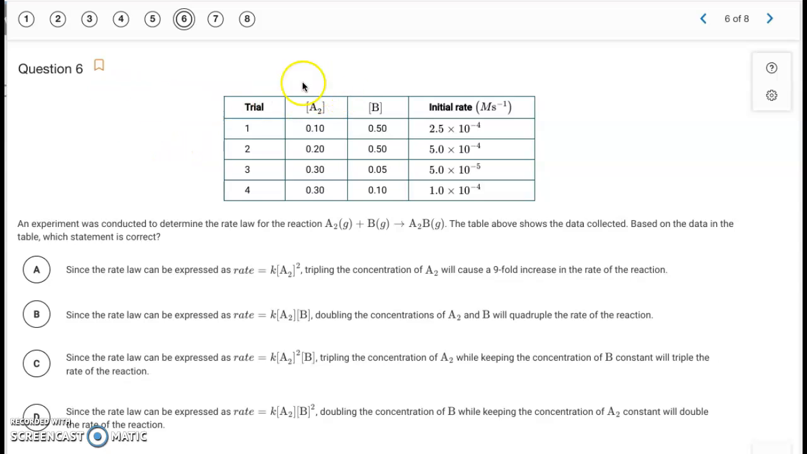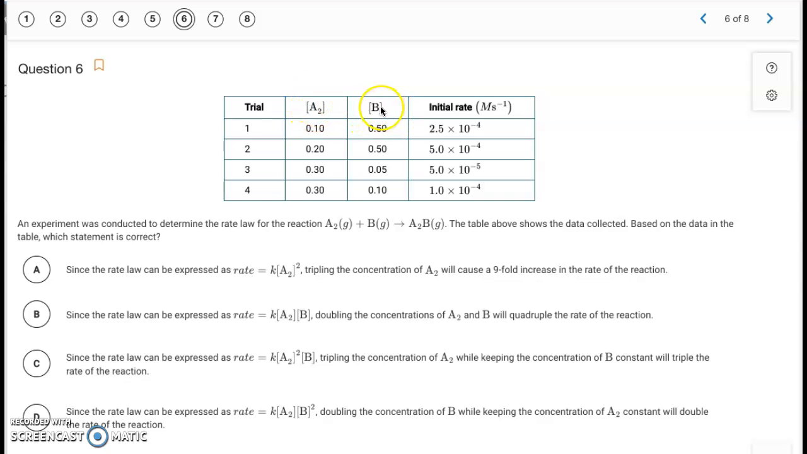All right, question 6 is a similar type problem. We're looking at the method of initial rates. So with this, we have 2 reactants again, A2 and B. So we want to figure out the order with respect to each one of these. So to figure out the order for A2, we want to look at trials 1 and 2, where B is held constant. So A2 is doubling in this case. The rate is doubling. So if they change by the same factor, that means it's going to be first order. So we know it's first order with respect to A2.